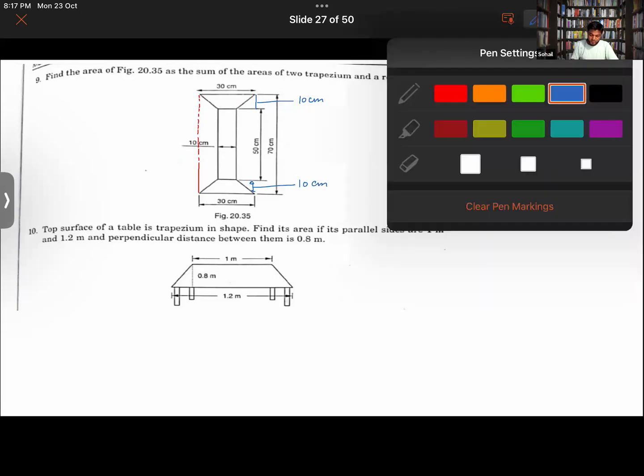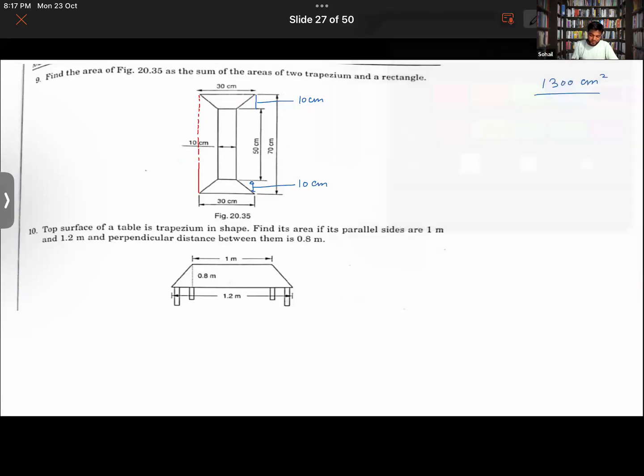So what about the opposite base, this one? Look here, 10 centimeter. Here, the total length is given as 30 centimeter. And this much is 10 centimeter, this distance here is also 10 centimeter. This one is 10, this one is 10, and this one should also be 10 because the total is 30 centimeter. So we have got it now.